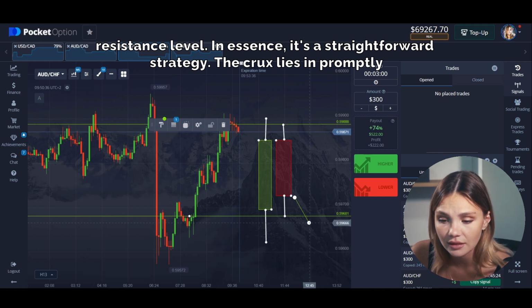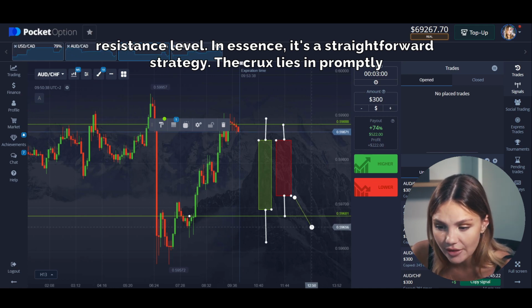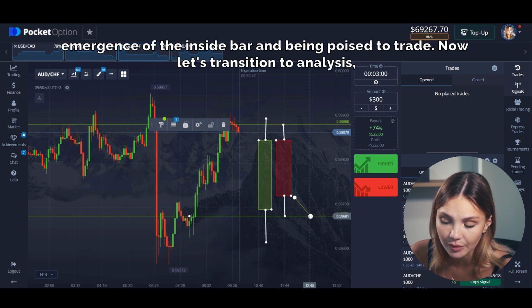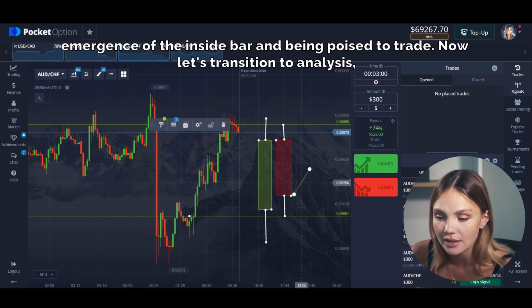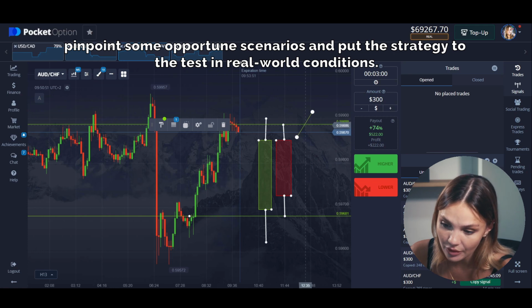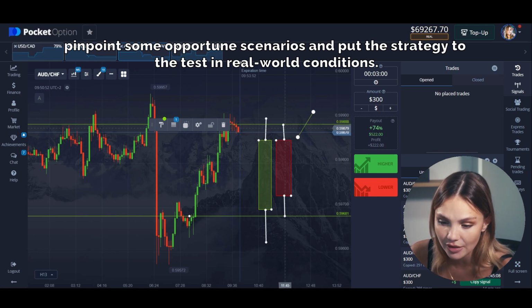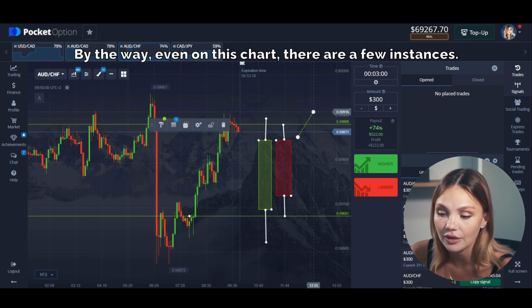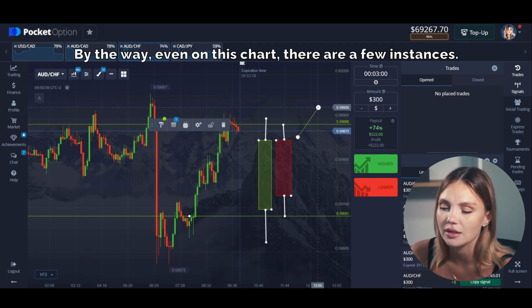In essence, it's a straightforward strategy. The crux lies in promptly detecting the emergence of the inside bar and being poised to trade. Now, let's transition to analysis, pinpoint some opportunity scenarios, and put the strategy to the test in real-world conditions. By the way, even on this chart, there are a few instances.